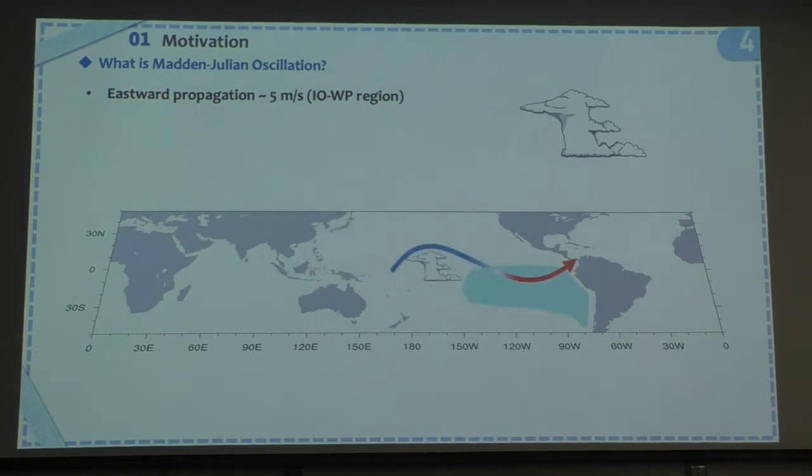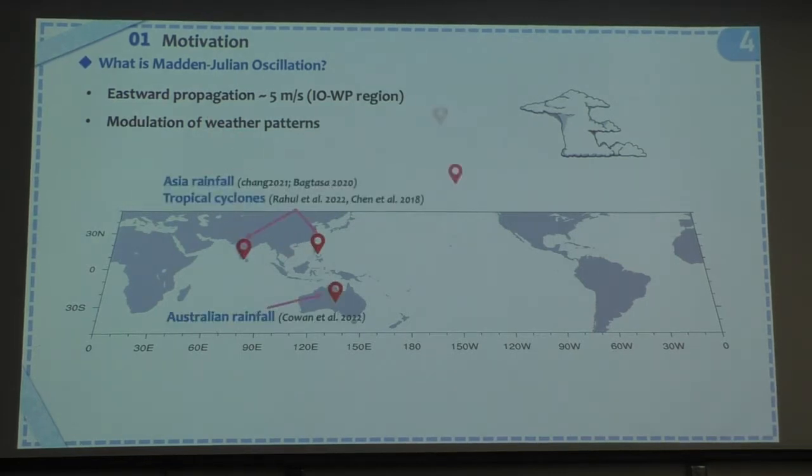When it crosses the dateline, the background mean surface temperature is cold in the Eastern Pacific, so the MJO convection will disappear over here. The MJO can influence different kinds of weather systems, including Asia rainfall, tropical cyclones, Australia rainfall, heat waves, and tornado and hail frequency in South America.